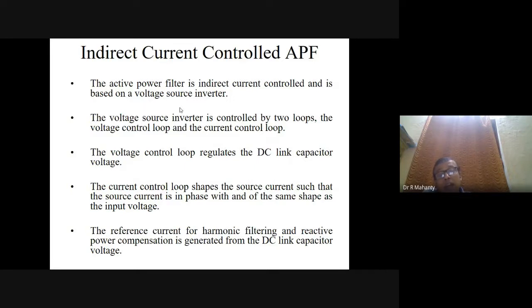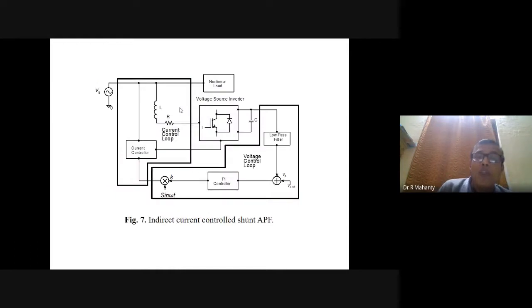Okay, and the reference current for harmonic filtering and reactive power compensation is generated from the DC link capacitor voltage. Let us explain it with the help of a block diagram. Now here you have a nonlinear load, and you have used a voltage source converter to compensate the reactive power as well as the harmonics. Now there is a capacitor here.